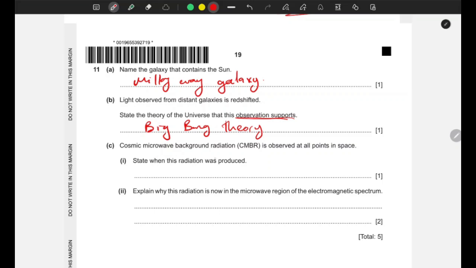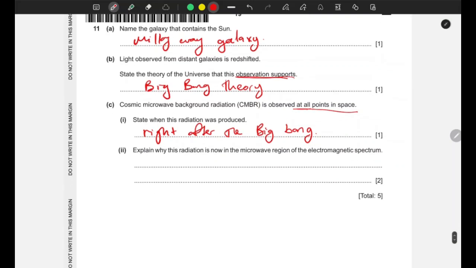Cosmic microwave background radiation is observed at all points in space. State when this radiation was produced. So this was produced right after the Big Bang, or right after the universe was formed by the Big Bang.